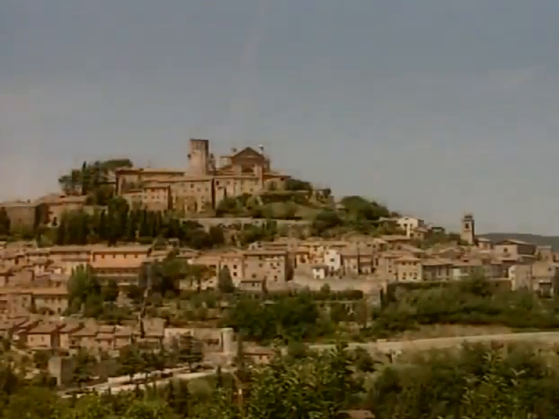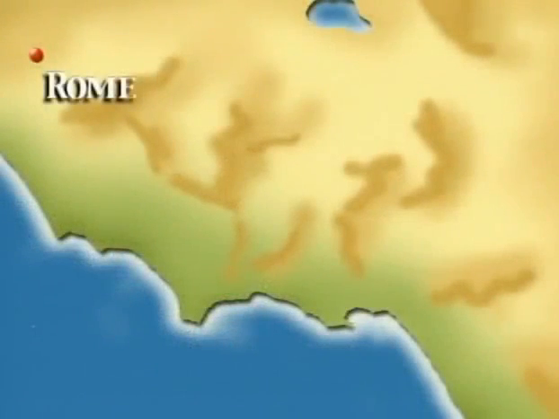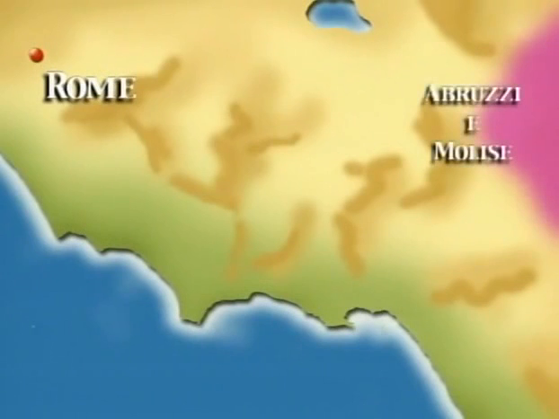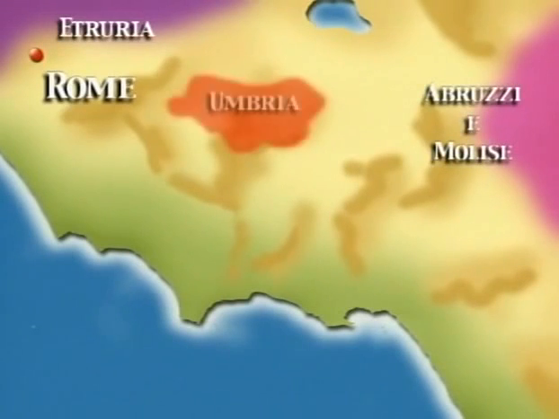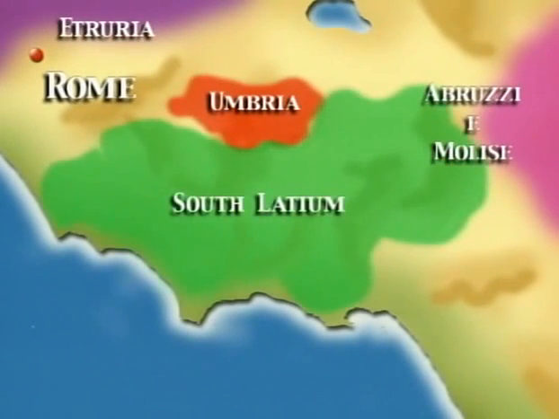Between the 4th and 3rd centuries BC, many different ethnic groups with great cultural differences lived throughout Italy. Those who had settled in central Italy included the Samnites, who lived in the area near present-day Abruzzi, Molise, the Etruscans in the north, the Umbrians around Rome, and the Hernicans and Volscians in South Latium.